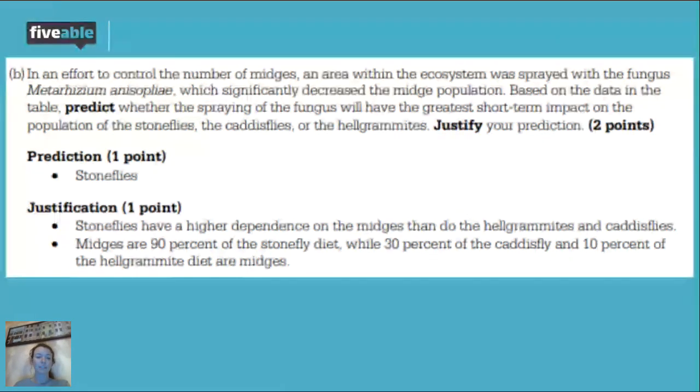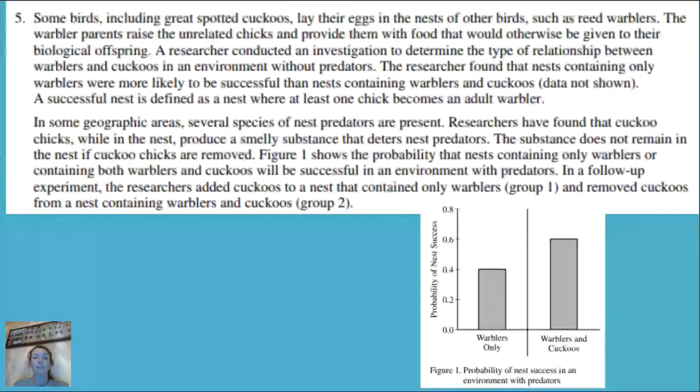Okay, next question. Some birds, including cuckoos, lay their eggs in the nests of other birds, such as reed warblers. The warbler parents raise the unrelated chicks and provide them with food that would otherwise be given to their biological offspring. A researcher conducted an investigation to determine the type of relationship between warblers and cuckoos in an environment without predators. The researcher found that nests containing only warblers were more likely to be successful than nests containing warblers and cuckoos. A successful nest is defined as a nest where at least one chick becomes an adult.